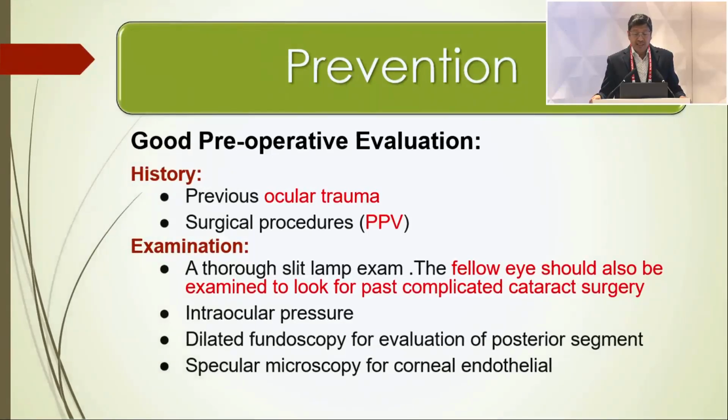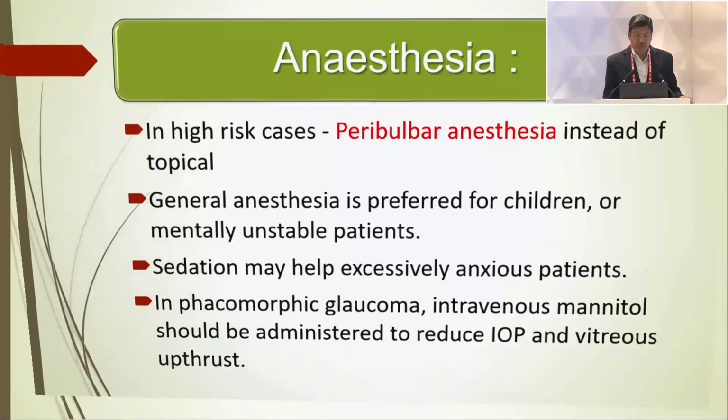To begin with, prevention is a good preoperative evaluation and starts with history taking. Ocular trauma history is a must. Ask for previous surgical procedures like pars plana vitrectomy. Examination of the fellow eye is very important, because if the previous eye has been operated, look for complications, whether the previous eye had any complications.